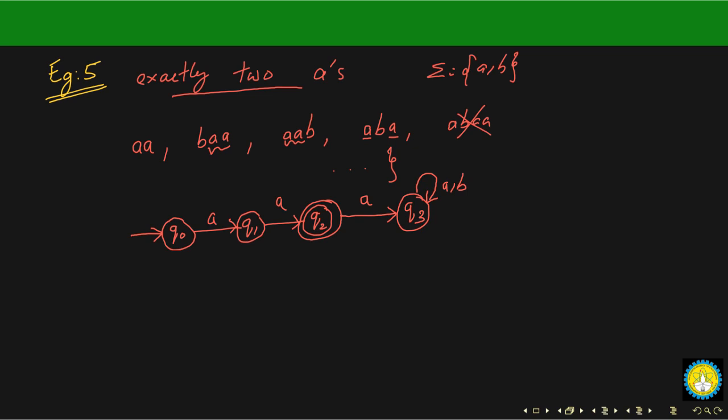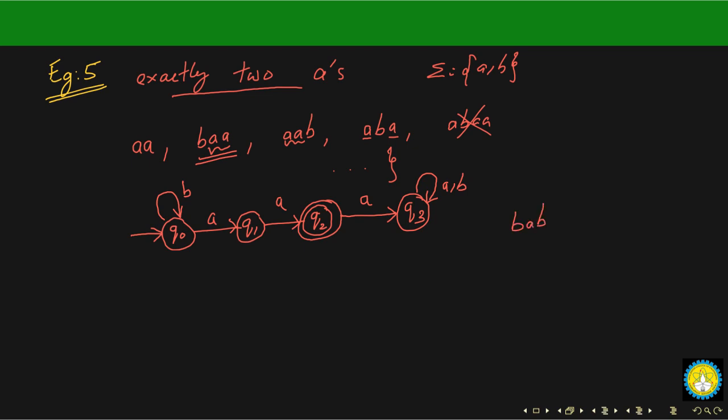Now what if I'm getting a BAA? That should be accepted, right? So what I will do is, from Q0, if I'm getting a B, as long as I get a B, I will stay here. When I get an A, I will make a move to Q1. Okay. From Q1, if I'm getting a B, suppose that I'm getting BAB.